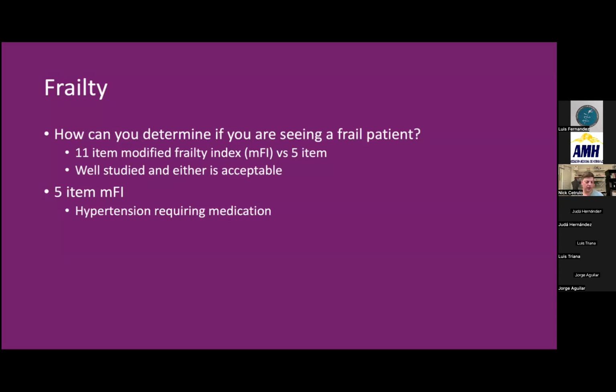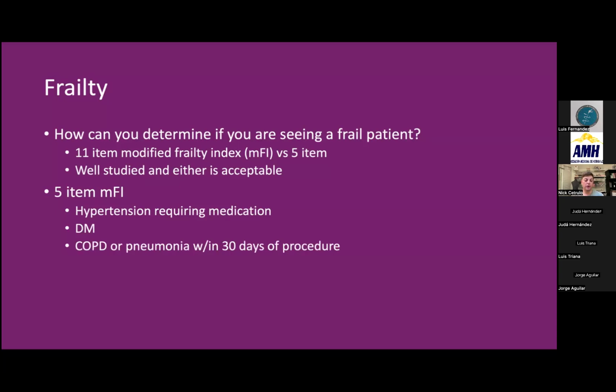So hypertension requires medication. If someone has a remote history of hypertension but is no longer on medication, they don't meet this criteria. But a patient on anti-hypertensive medication is item 1. Item 2 is diabetes. It does not matter if it's controlled with medicine, well controlled or not. The presence of diabetes is a risk factor for frailty.